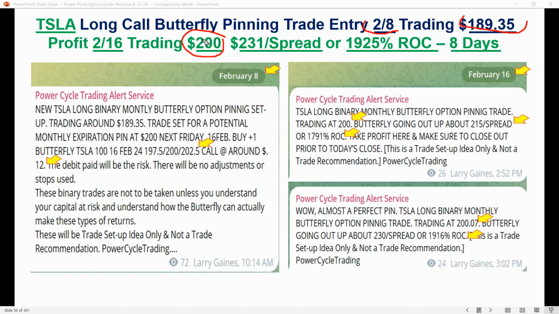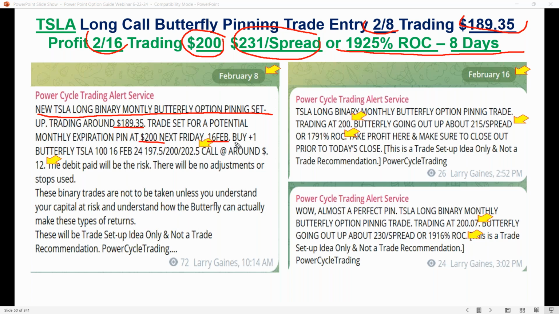All right, so we set the trade up on the 8th. On the 16th, it was then trading at 200. So this went out up $231 per spread, a 1,925% return over that 8-day period. So here was the trade. It's what we call a binary trade. Tesla long binary monthly penny trade, trading at 189.35, set for potential monthly expiration at 200.